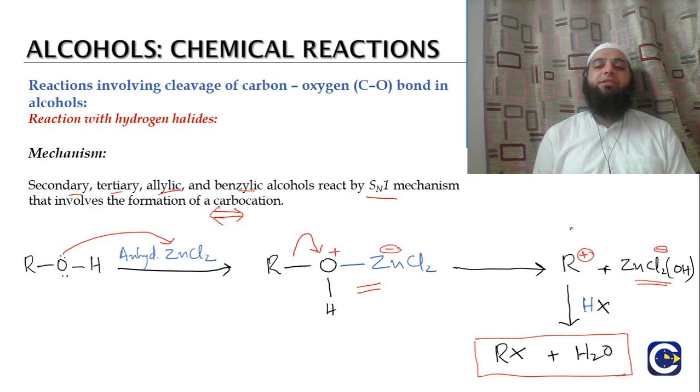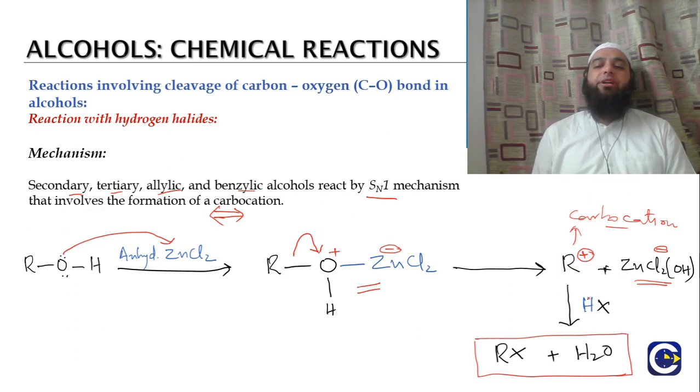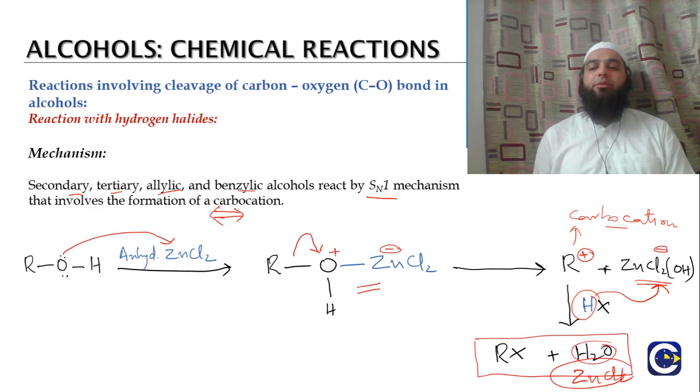Having a negative charge, and we're getting R positive, which here represents a carbocation as an intermediate. So this is the intermediate in the reaction, and in the next step we add the hydrogen halide, and this hydrogen goes to this complex. This leaves as zinc chloride and water. Again there will be ZnCl2. These two will be the byproducts of the reaction, and this X goes to the carbocation. As a result, this alkyl halide is formed. This is the alkyl halide. So this is the general reaction mechanism here.